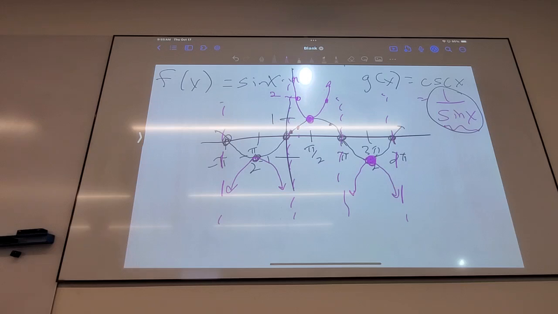Or negative infinity if I'm down there. So how do I graph cosecant? I graph sine, and then I just throw cups. Bottom, up above, down below. It's almost too nice to believe. So cosecant is not a whole new graph.